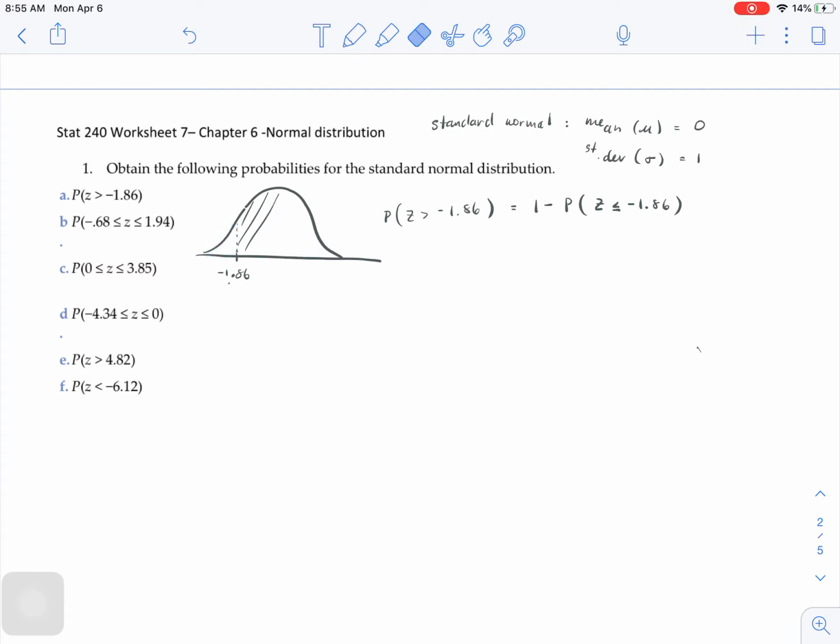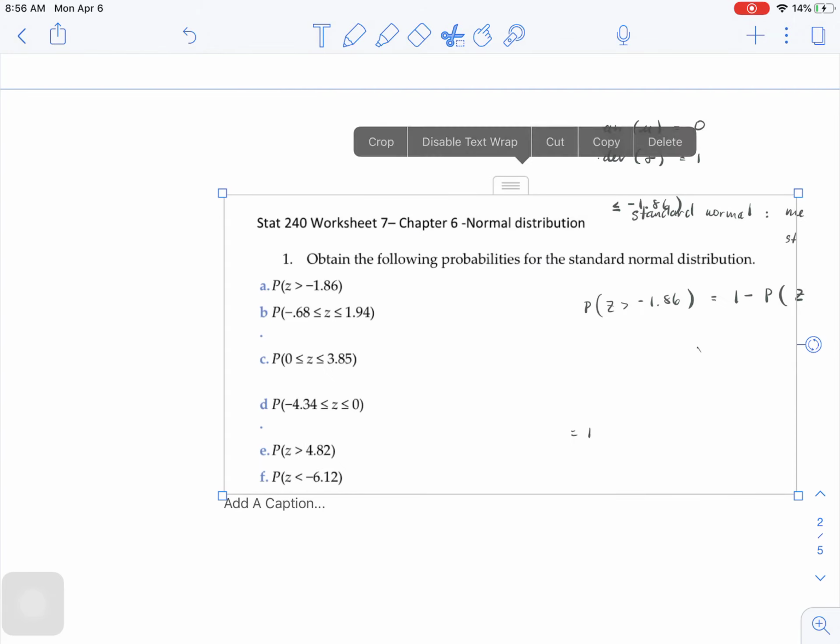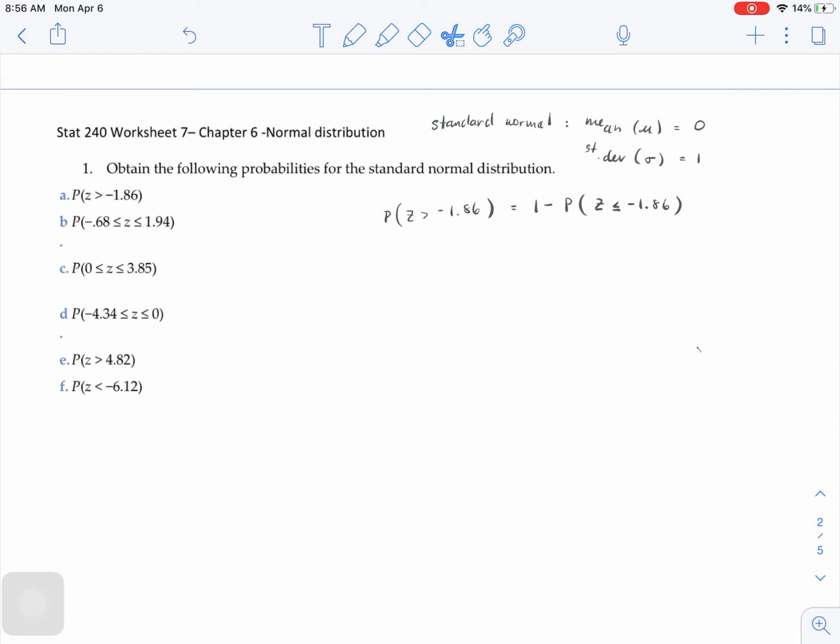Another way we can think about it is that the total area under the normal curve is equal to 1. So if I take the area to the left plus the area to the right of -1.86, that'll equal 1. So the area to the right of -1.86 is just 1 minus the area to the left. All right, so now we can use our normal table to find this probability.